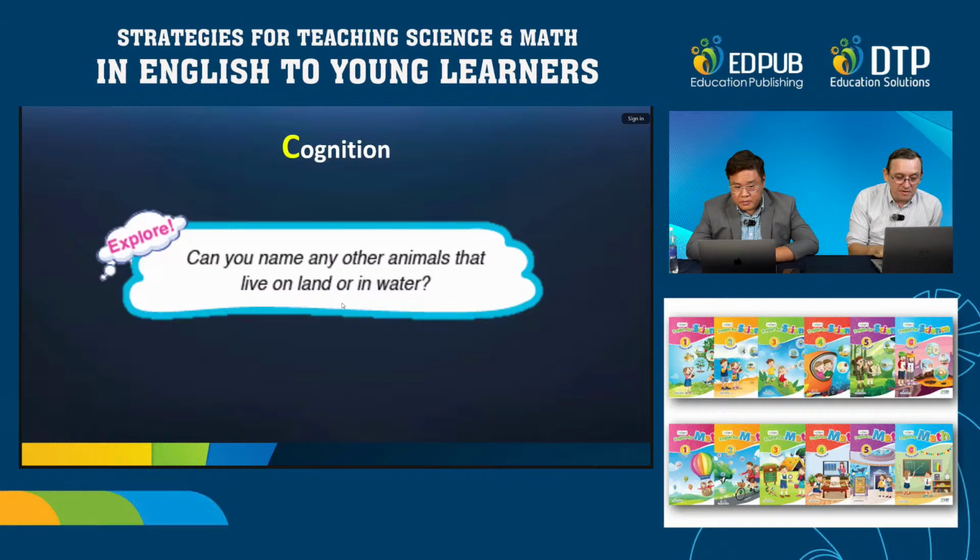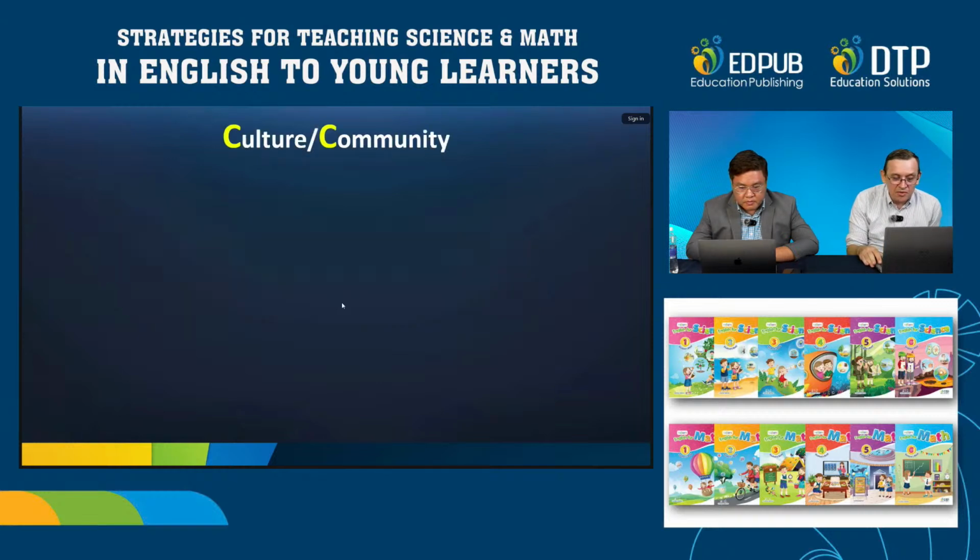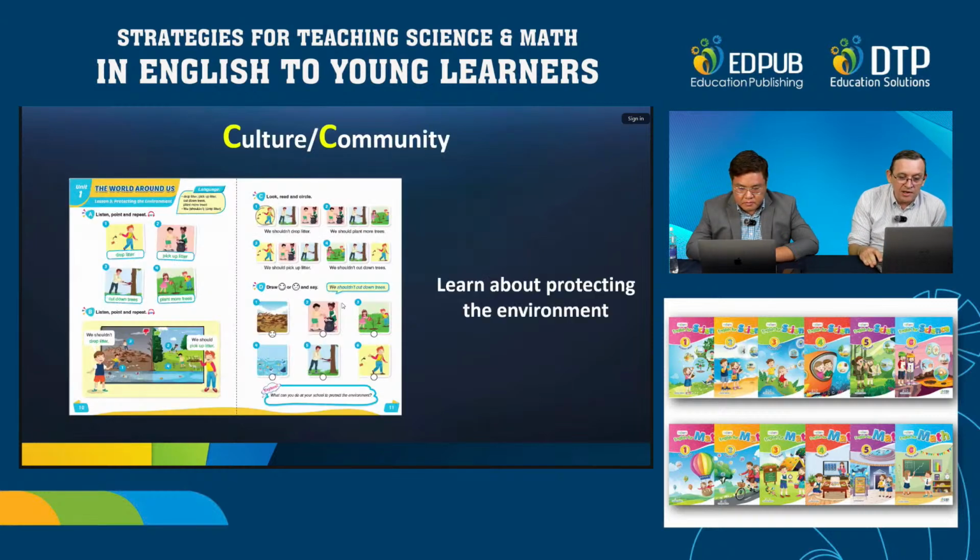Finally, we have culture and community. And in the lesson, we learn about protecting the environment. You can see here we go through the key phrases. We've got drop litter, pick up litter, cut down trees, plant more trees. And the language is we should, we shouldn't. So we shouldn't drop litter. We should pick up litter. We shouldn't cut down trees. We should plant more trees.